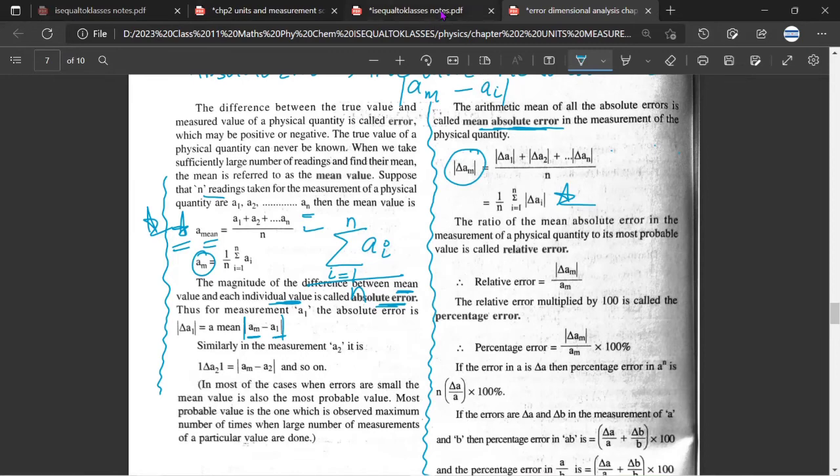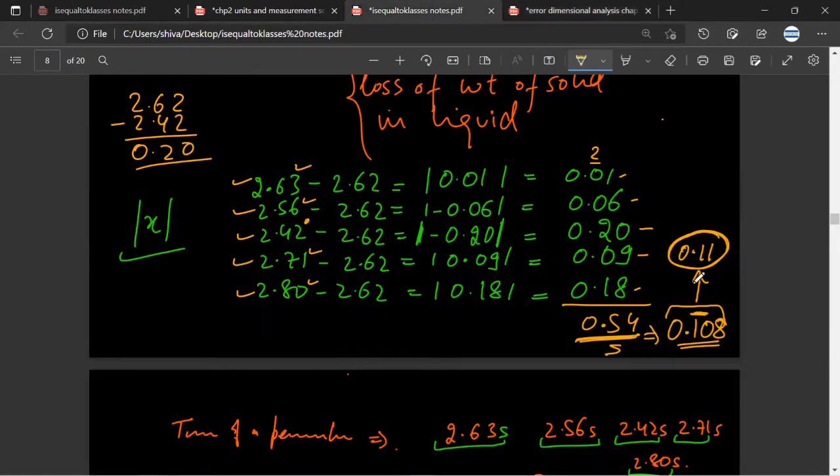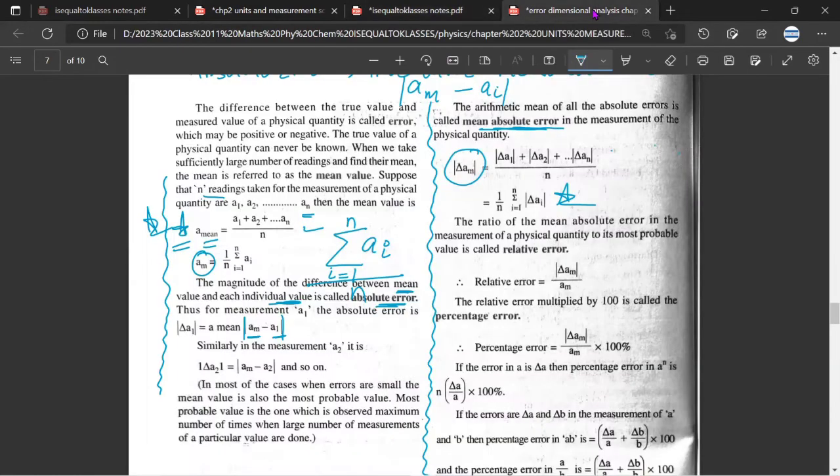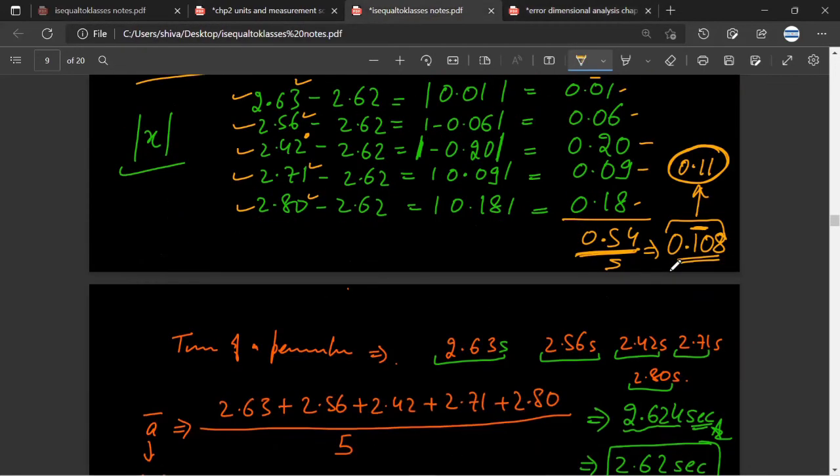So now I have found the mean absolute error, and mean absolute error as per my example is 0.11. Now let us look at the next step. What they are saying is the ratio of the mean absolute error to its most probable value is called the relative error. So the true value that we have taken as per this data is 2.62. So you take 0.11 and divide it by the true value that you consider in your data.